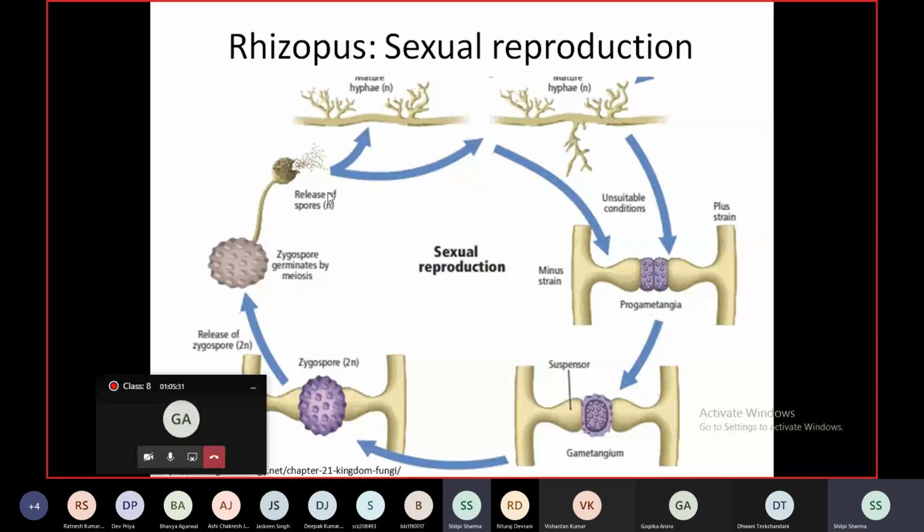N मतलब यहाँ पे contents है. So spores are released for attachment to the substratum and subsequently germination. So this is how the process takes place in the sexual reproduction and spore forming during the sexual cycle.